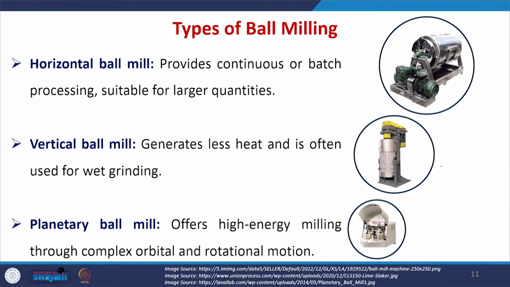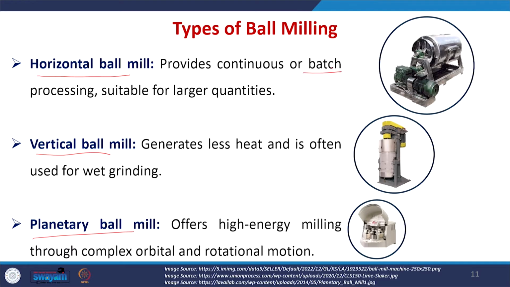So, what are the various types of ball milling? Broadly we can have 3 types: horizontal ball milling, vertical ball milling, and planetary ball milling. In the horizontal ball milling, it is a continuous process, and it is mainly suitable for larger quantities, and it can also be used as a kind of batch process.